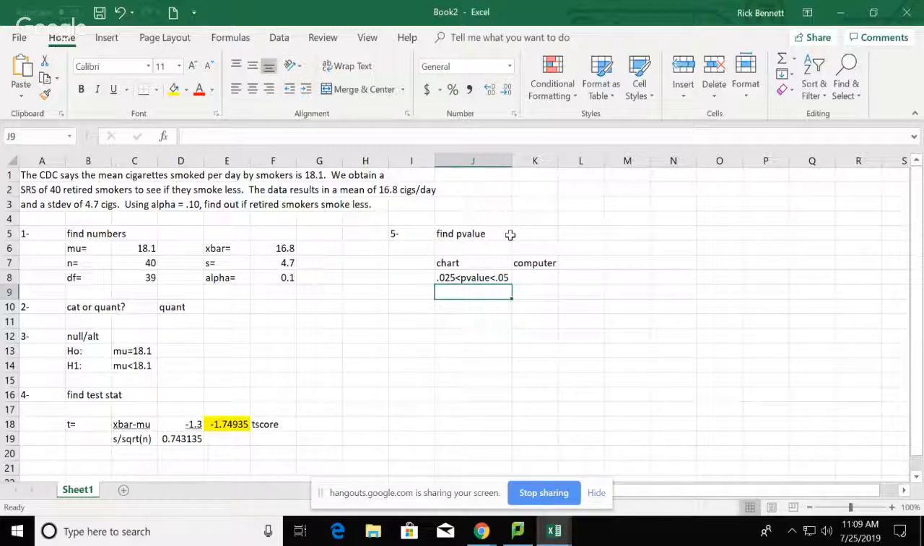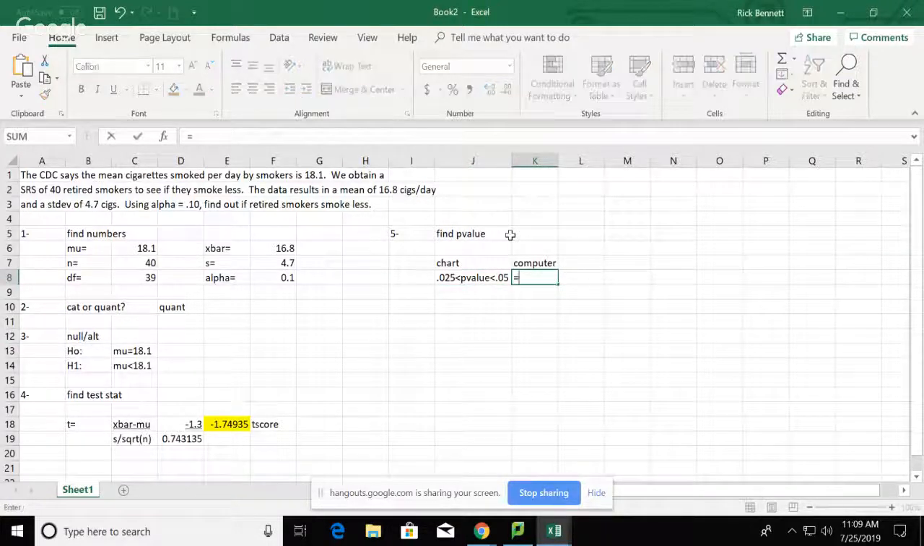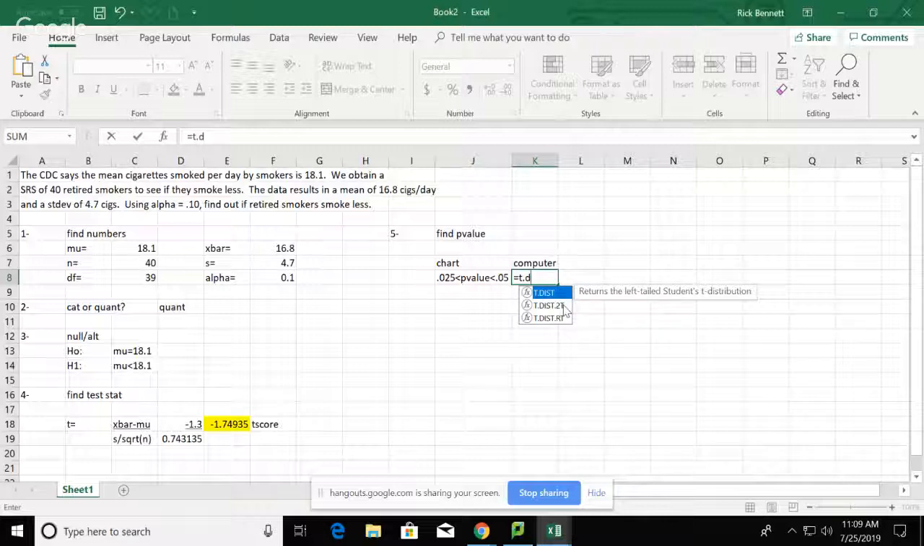However, we're using Excel today, right? So there are some different commands. Here's the commands I want you to use. Equals t.dist. Now you've got three choices here. What do you think 2t stands for? Two-tailed. What do you think RT stands for? Right tail. Which tail are we using?